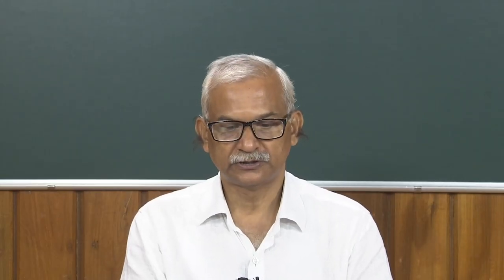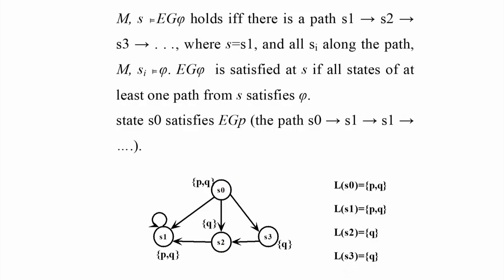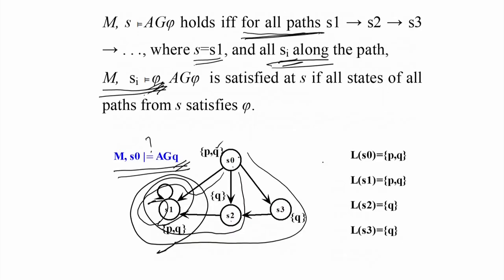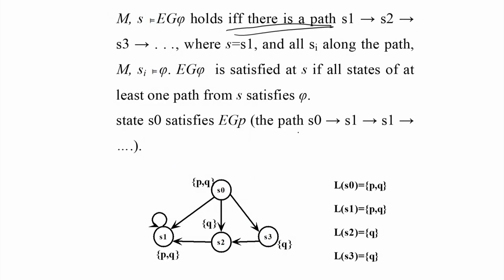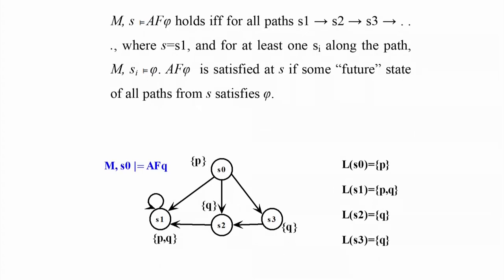So, with a similar notion we can say that if there is a path. Now, in A G phi I am talking about all paths, but here we are thinking that there is a path, and the remaining condition is the same, that in all S i along the path. Now, we are considering a particular path and in all states of that particular path, if phi holds, then we say that M, S models E G phi. A F phi, again, means in all paths, in the future.